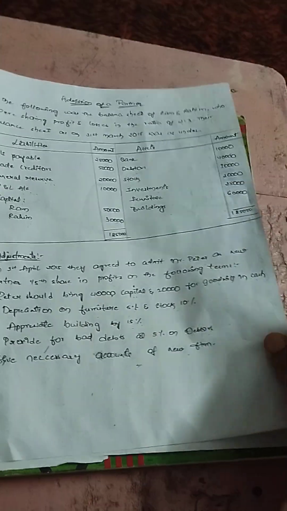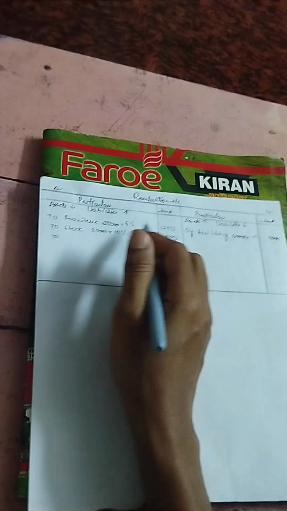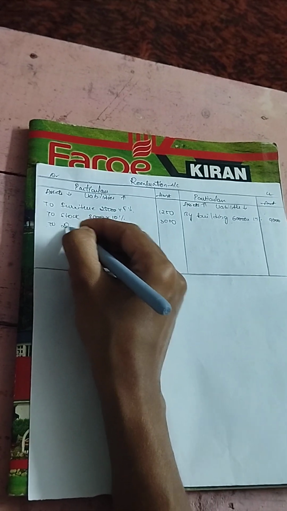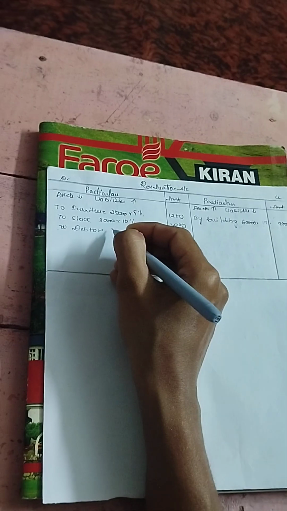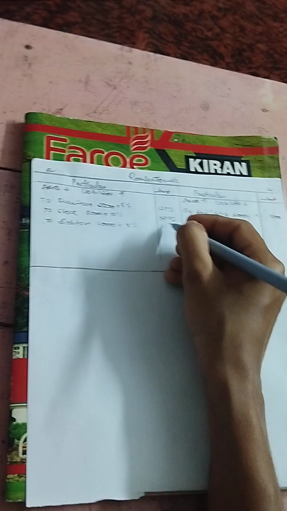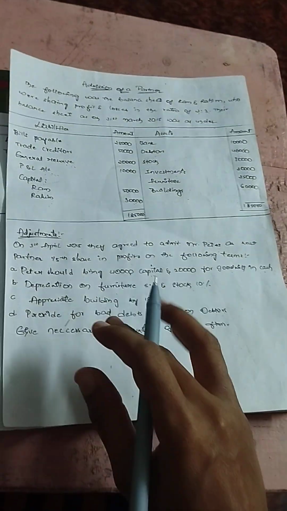Next, provide for bad debts 5% on debtors. Value of debtors is 40,000. So debtors value is getting decreased, we'll record on the debit side. To debtors, 40,000 into 5%. If we calculate, we'll get 2,000. Here we don't have any other entries.